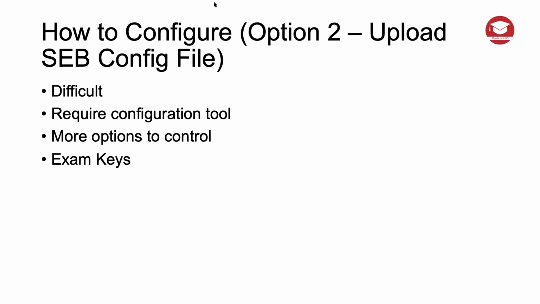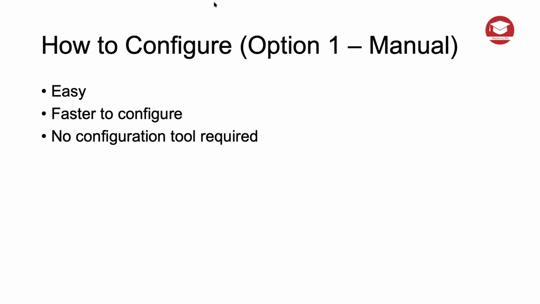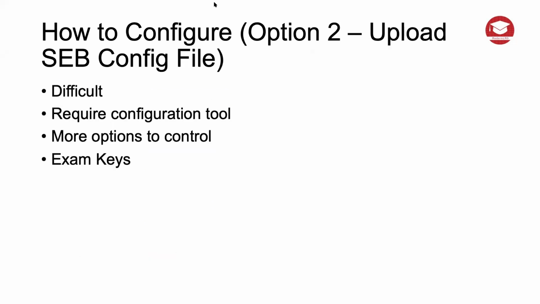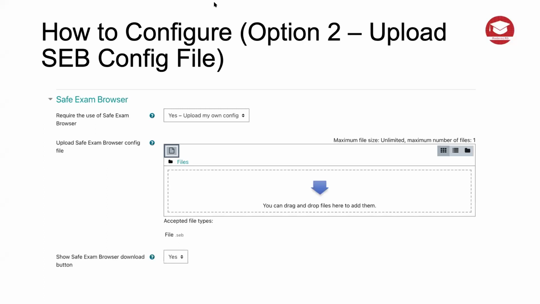That means you need to make sure your students are using the same configuration in order for the exam to start. All right. With the earlier option, your student can simply use any configuration as long as it follows all these settings, and they can take the exam. But with this option two, which means you will choose yes, upload my own config, right? If you choose this, it will configure your student's device, right?